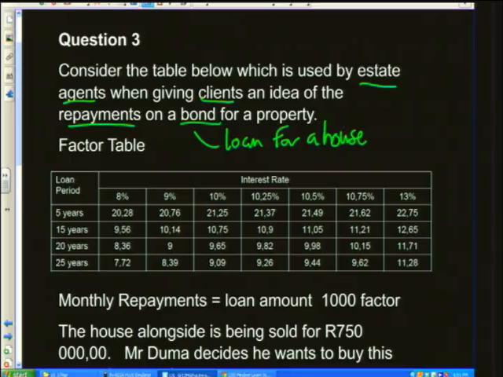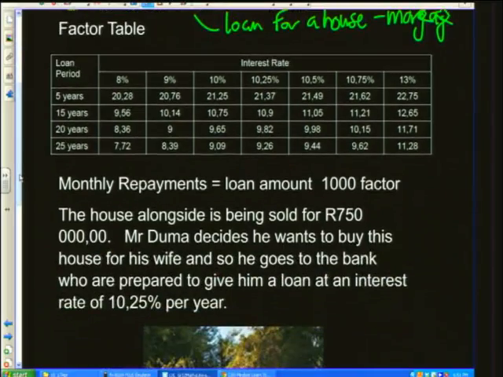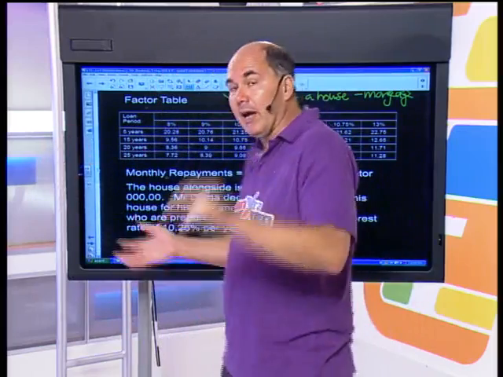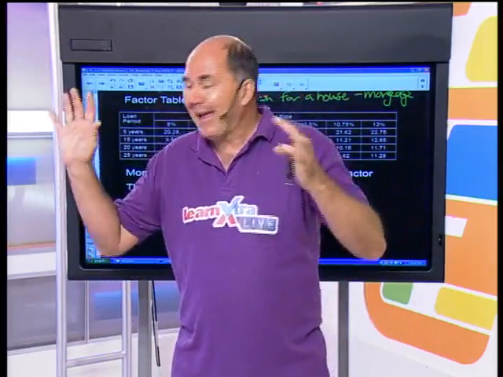It's also called a mortgage. All of those terms you should know. Now, most people don't want to sit in an estate agent's office while they pull out a calculator, even if it's a lovely Casio calculator, and push the buttons and then spit it out. No, they have these little sheets printed. And you can even see them online.